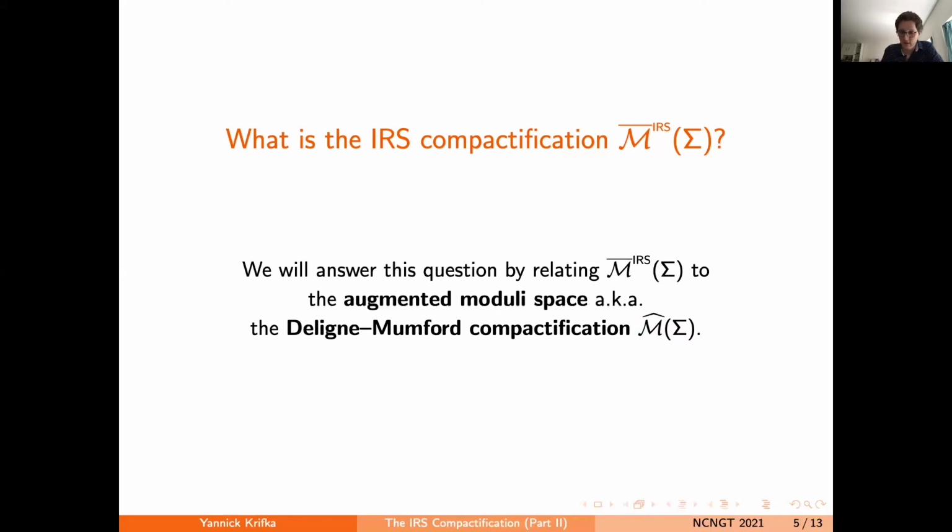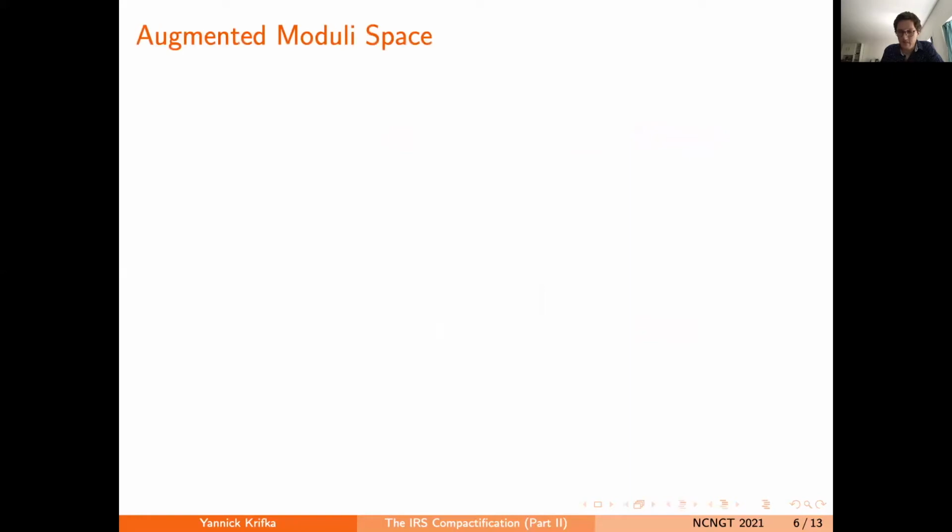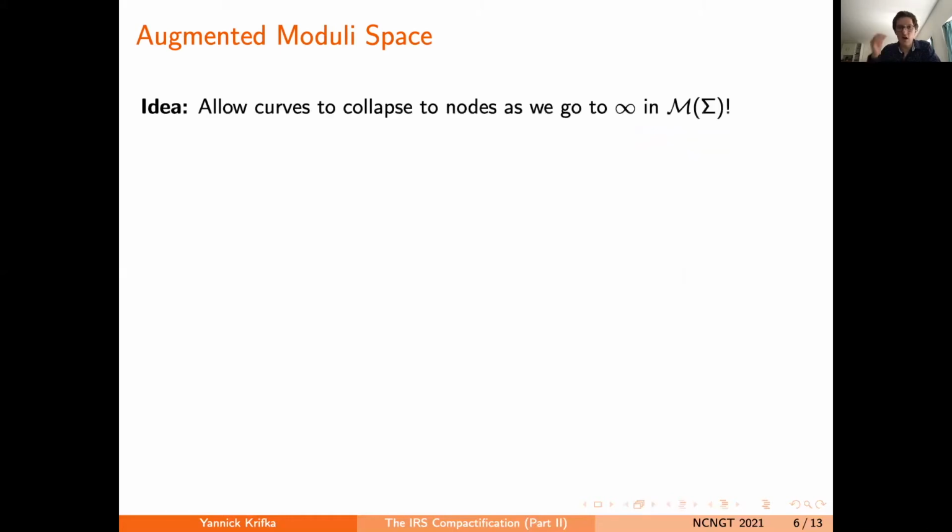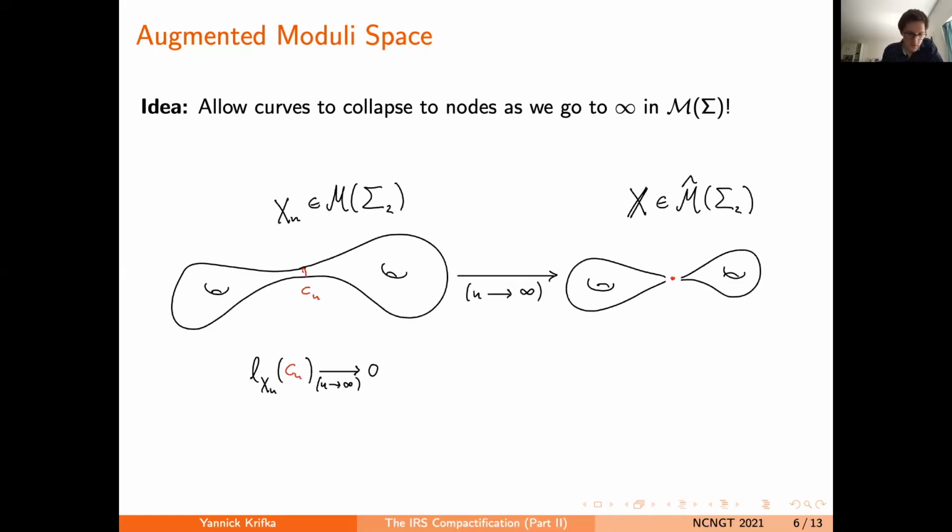So what is the augmented moduli space? It's another kind of compactification of the moduli space, and the basic idea is to allow for curves in your surface to collapse to nodes as you move your hyperbolic surface to infinity in the moduli space. So let me give you a picture. Here we have our hyperbolic surface. Actually, we have a sequence of hyperbolic surfaces in this moduli space, and we look at this closed curve here, and we assume that this sequence is such that the lengths of the curve Cn here tend to 0 as n tends to infinity.